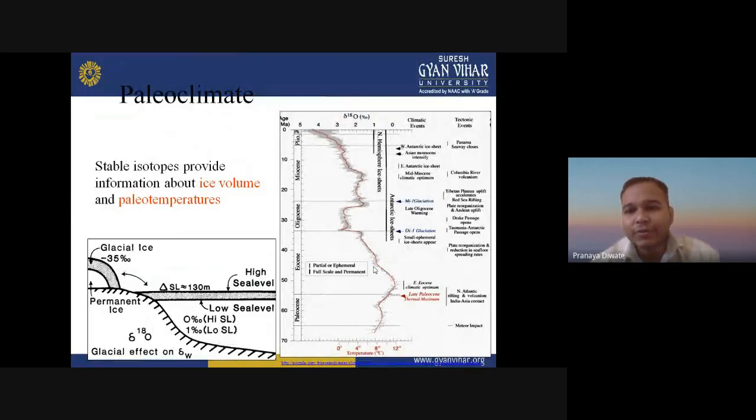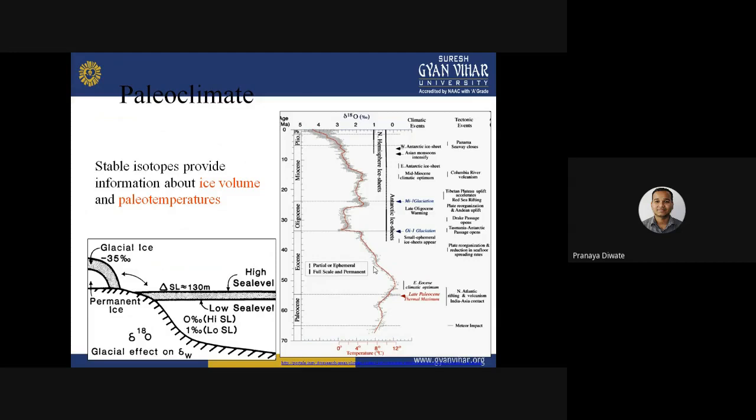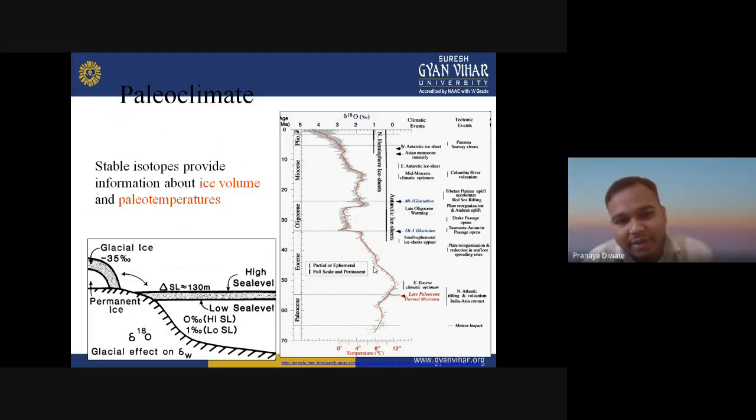So this is how you can study the paleoclimate. What is the paleoclimate exactly? Paleo means past, and climate is nothing but the long-term average weather condition of an area. So there are stable isotopes which provide information about the ice volume and paleo temperature.